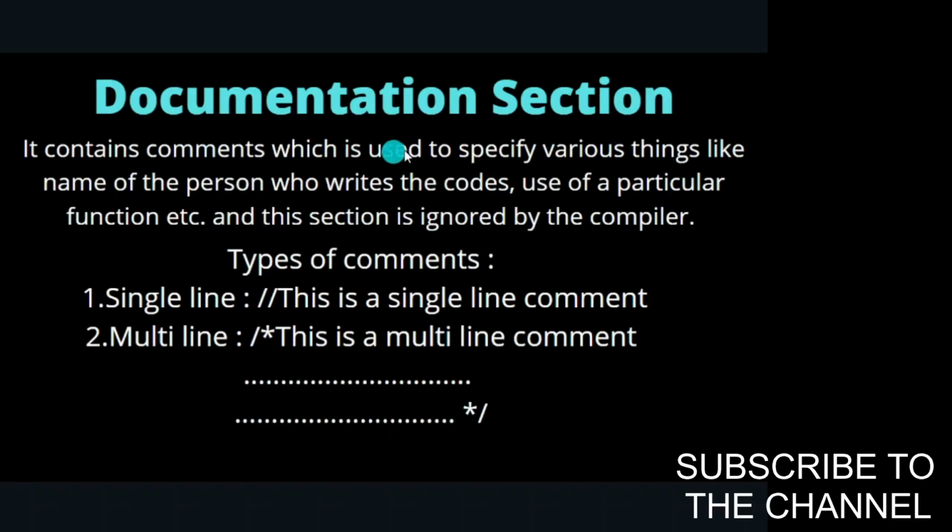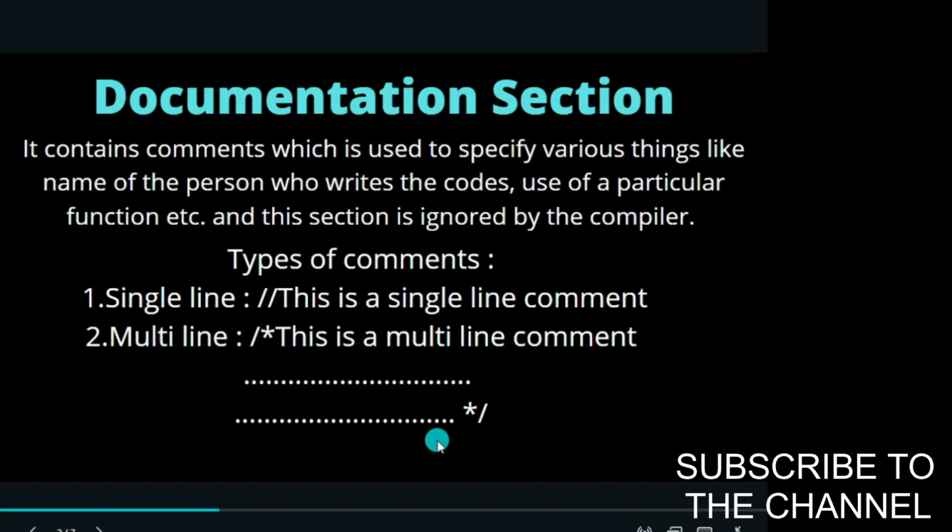The documentation section contains comments which are used to specify various things like the name of the person who wrote the code and the use of a particular function in that code, which helps other programmers understand the code in a better way. The different types of comments are single line and multi-line comments. Single line comments are written with two forward slashes, and this is a single line comment. The multi-line comment is written in this way.